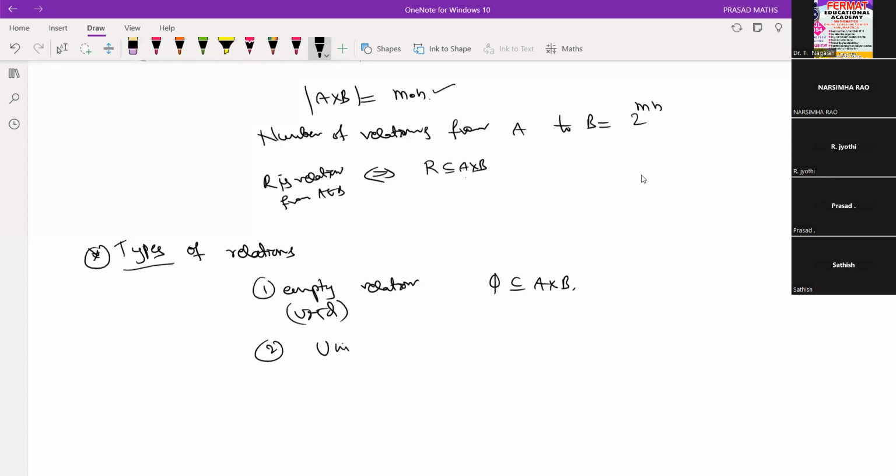Next is universal relation. So what is universal relation? A cross B itself is a universal relation, because it is a subset of A cross B. A cross B itself is a subset of A cross B. Therefore, it is itself a relation. This relation we call the universal relation from A to B.